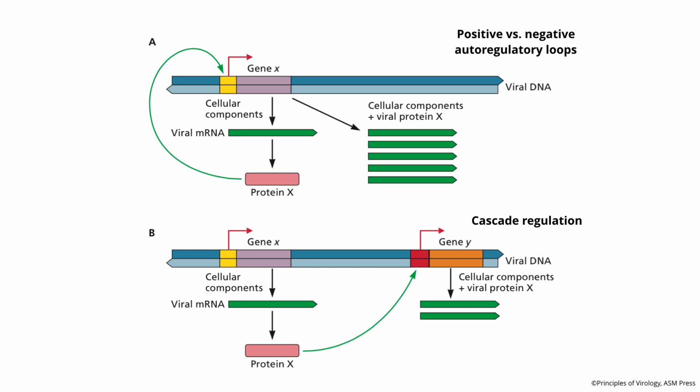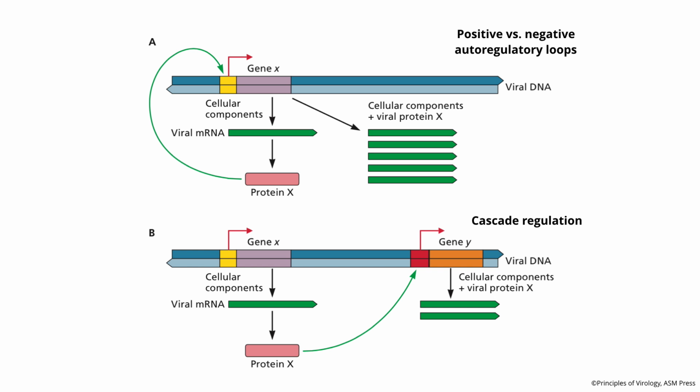On the bottom, in part B, is what we call cascade regulation. And this plays into the idea that you don't want to make all your proteins right away. Of course, if you only encode one protein, there's not much regulation you can do. But most viruses encode more than one.